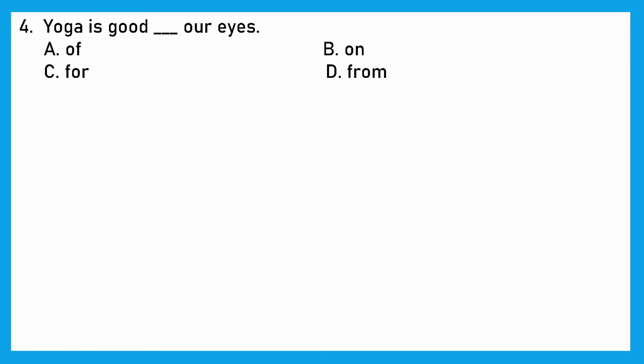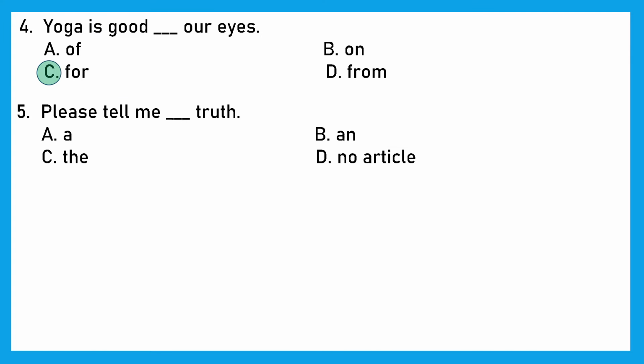Question 4. Yoga is good dash our eyes. Yoga is good for our eyes. Option C is the right answer. Question 5. Please tell me dash truth. A truth, an truth, the truth or no article. So we will use the over here because we are talking about something very specific. The specific truth. So please tell me the truth. Option C is the right answer.